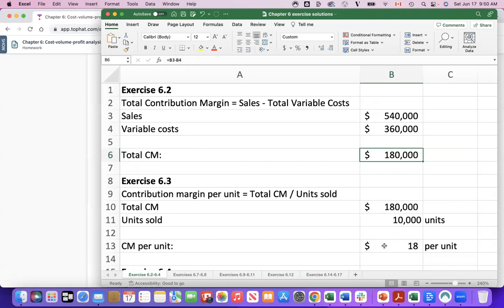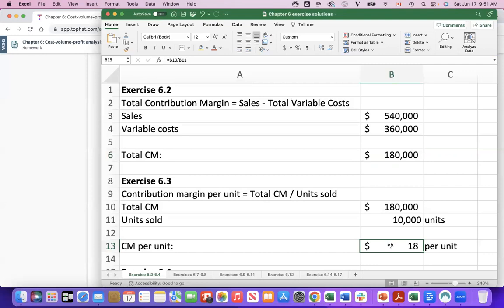Now, what does that tell us that's a little bit different than the total contribution margin number we calculated in 6.2? Well, this $18 per unit tells us that for every unit we sell, we have $18 left over to cover fixed costs and then to contribute to the bottom line once fixed costs are covered. So it's very similar to what we discussed with total contribution margin, but now we know on a per unit basis how much is being contributed to covering fixed costs, and then, once fixed costs are covered, to the bottom line.